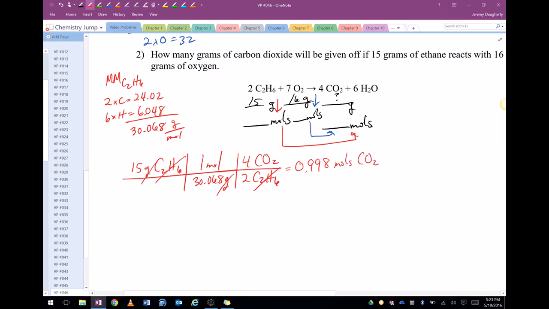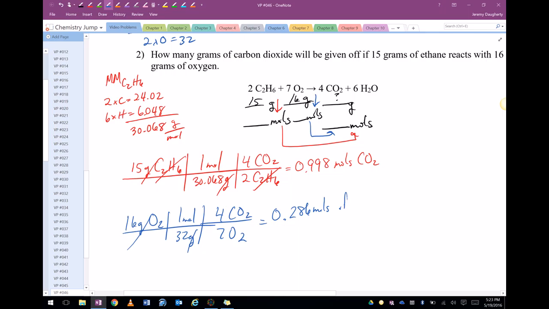I'm going to do the same thing with the oxygen. So let's do that in blue. 16 grams of oxygen, 1 mole for every 32 grams. So grams cancel out. Now I have moles of oxygen. We're going to go to moles of CO2. So 4 CO2s for every 7 oxygens. Let's see what we get. 16 divided by 32, which is 0.5, times 4 divided by 7. So we get a value of 0.286 moles of CO2. All right, so this oxygen is my limiting reactant.